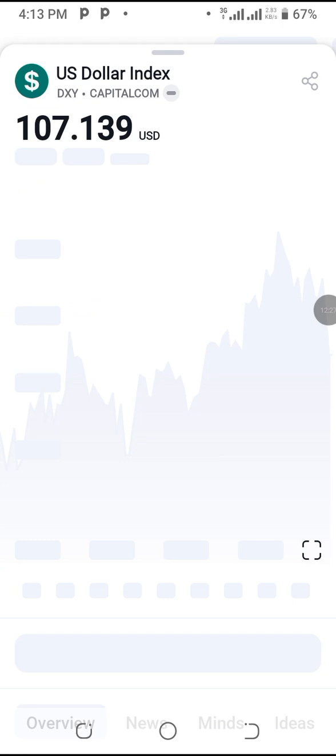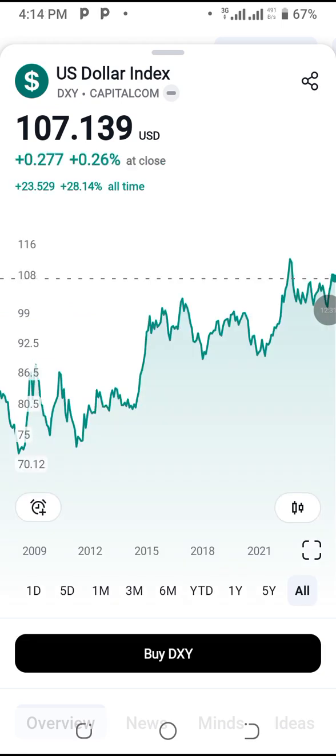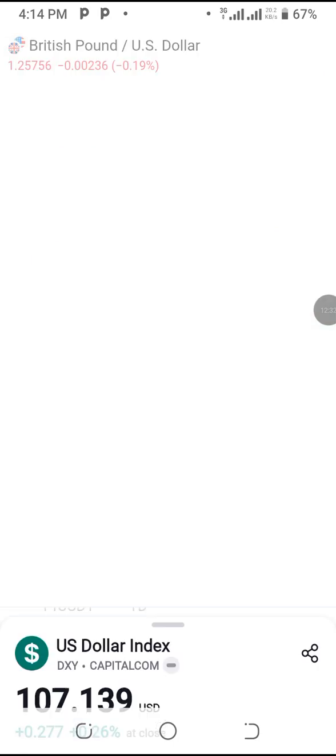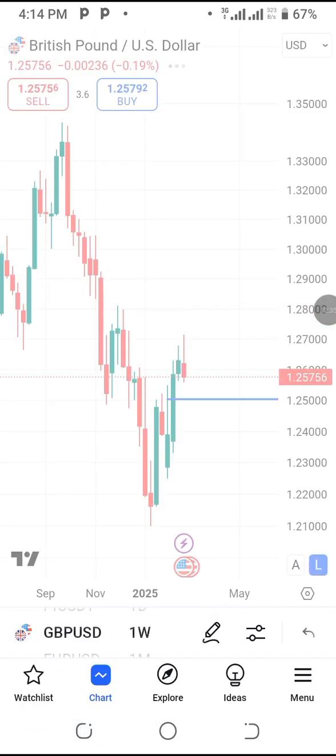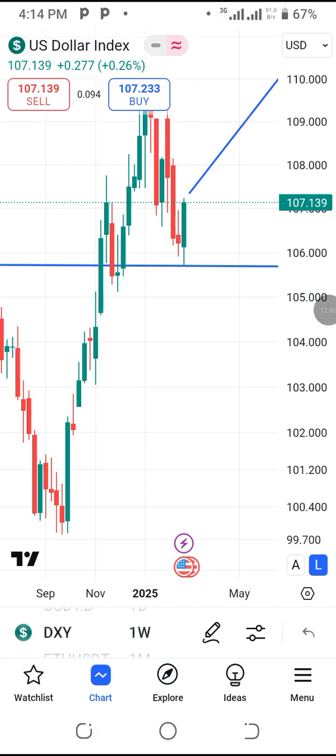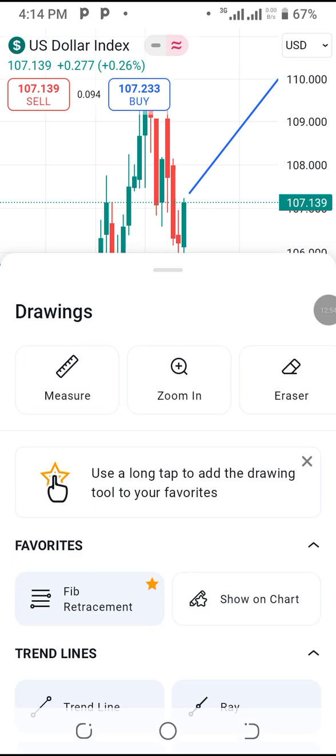So the dollar index presently now, and this is the dollar index. I'm waiting for it to open. So now this is the dollar index. Last week I was anticipating price to go down to 10500 to come below these lows. Let me point it out for you.